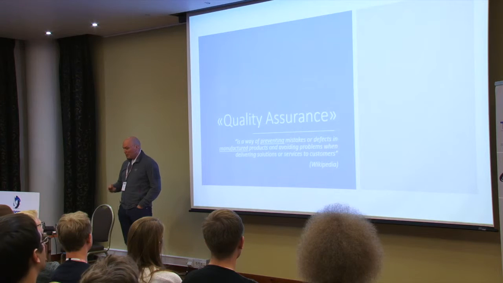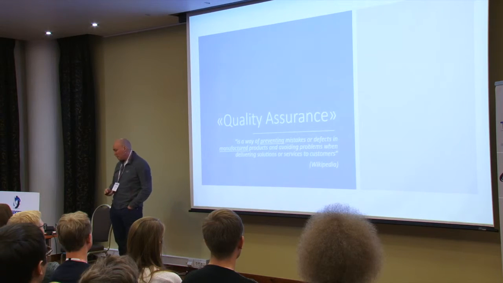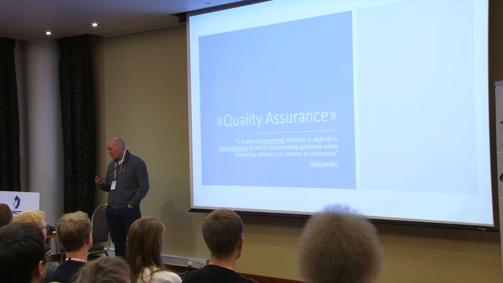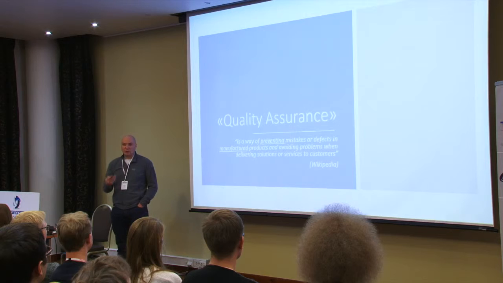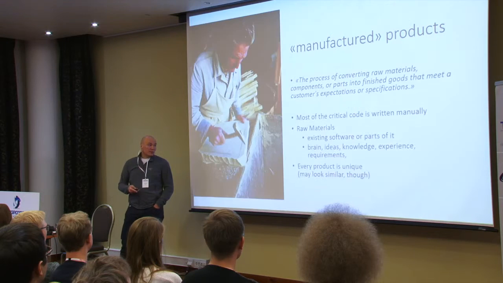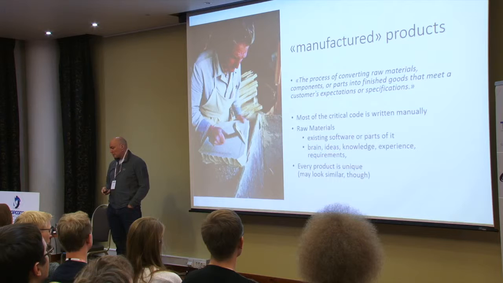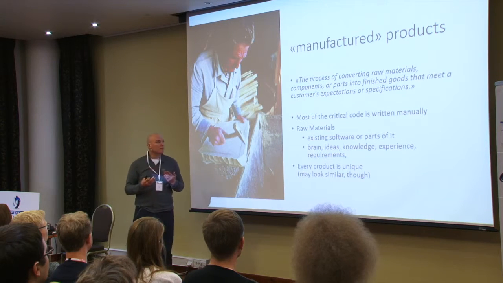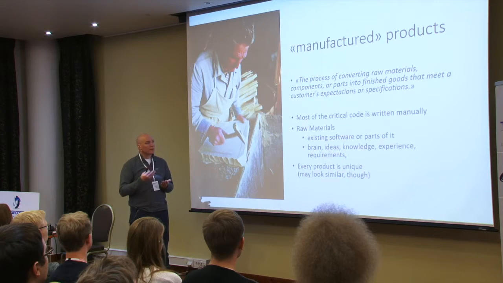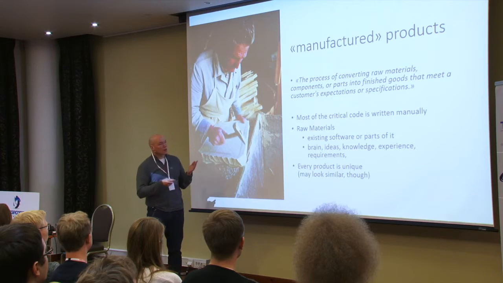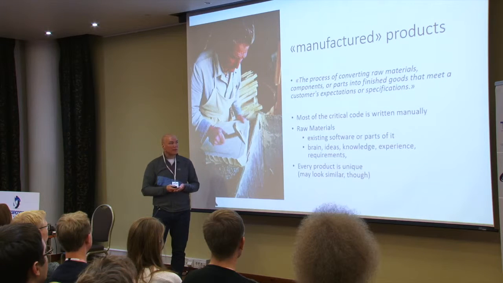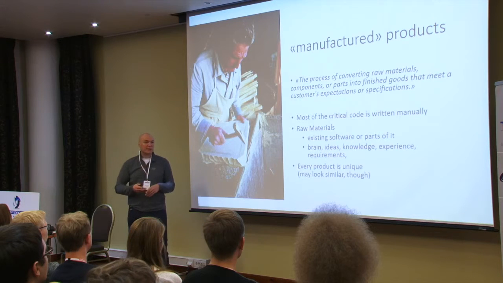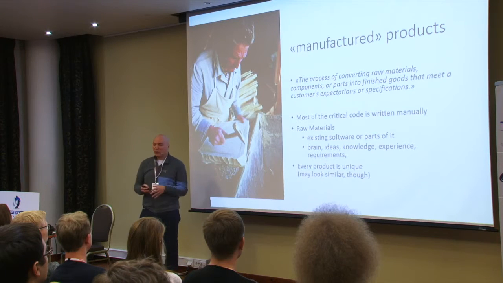From Wikipedia, the definition is quite okay, because it's a way of preventing defects of manufactured products from getting into production. So what are manufactured products? Actually, it's the process of creating a product made from raw materials. Well, this is quite a common definition. What does it mean for software development? What are raw materials? Could be frameworks, tools, languages, our brain, ideas, all raw materials, and we craft products from them.